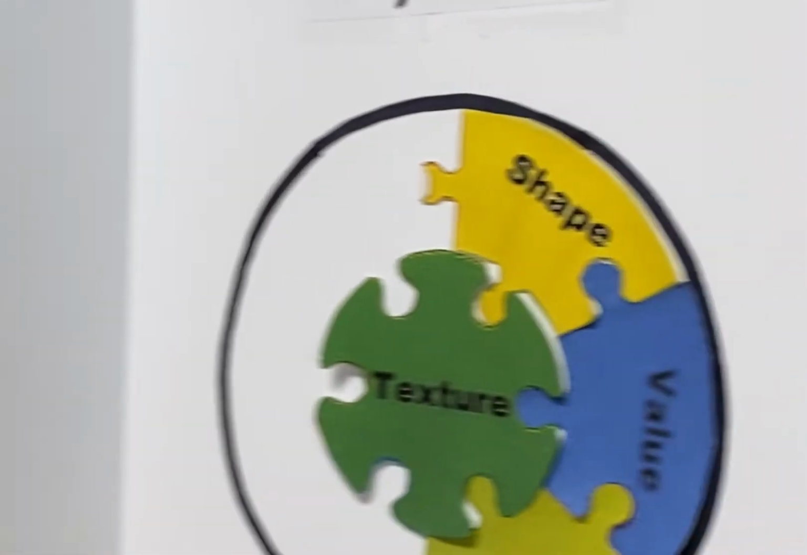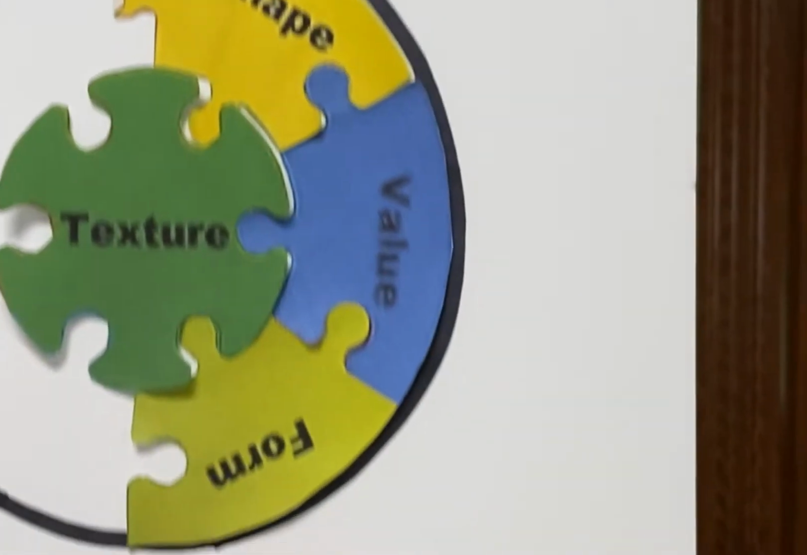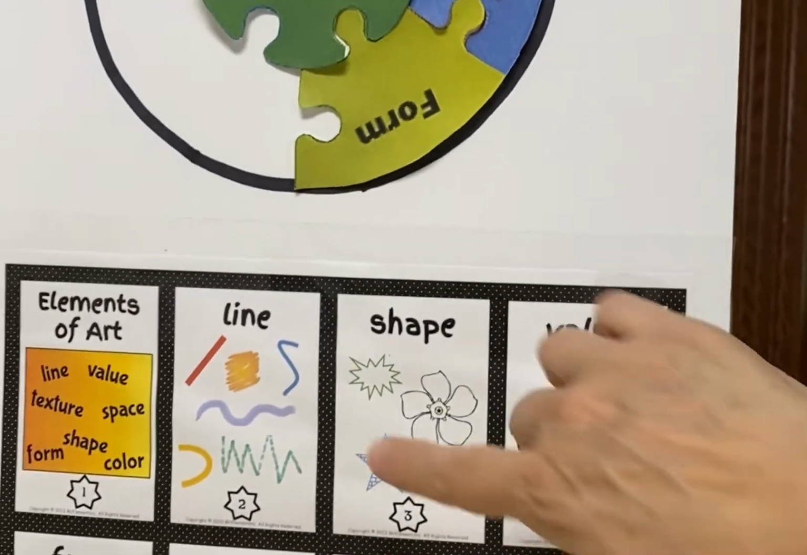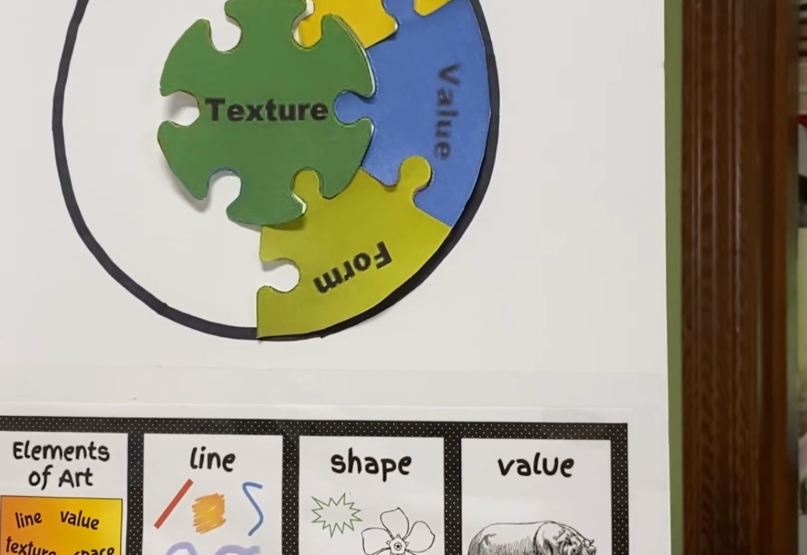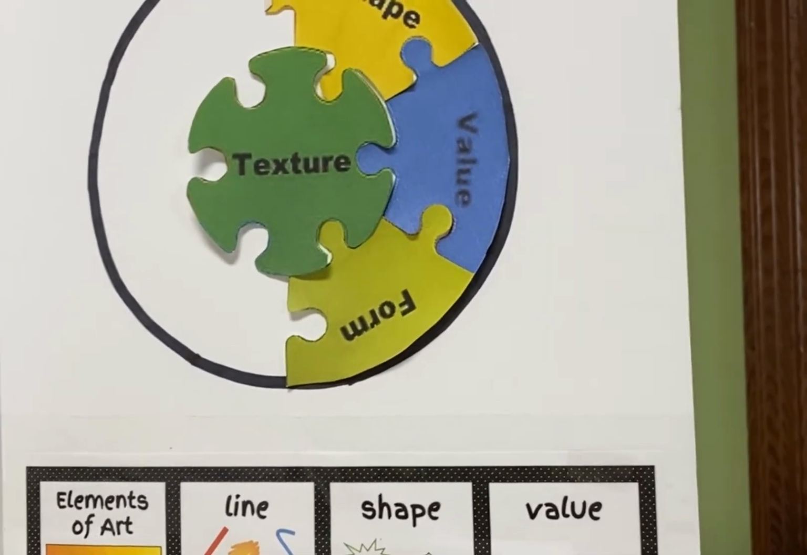All right, so elements of art. We've studied four: shape, value, form, and texture. There are more than four, there's seven. We have line, shape, value, form, texture, space, and color. Those are the ones that we're going to be doing, so you can see where we're heading.